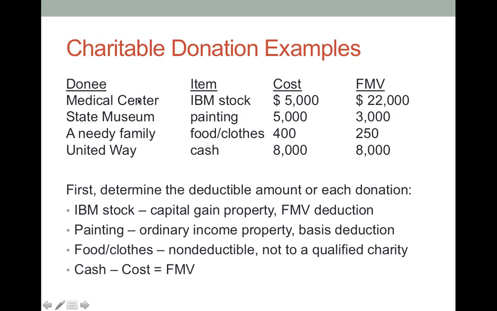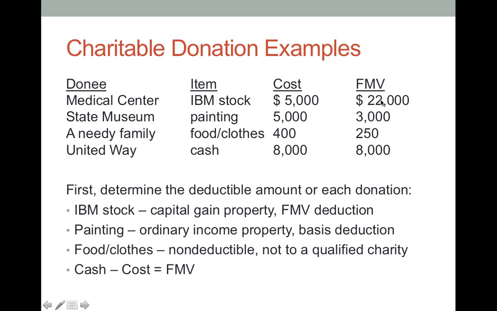So we can assume this is a qualifying organization. We've donated stock. Our basis in the stock is $5,000. The fair market value is $22,000. I think the example says that you can assume the taxpayer has owned this stock for 5 years, so it's long-term property. If the taxpayer were to sell this IBM stock instead of donating it to the medical center, the taxpayer would have generated long-term capital gain.